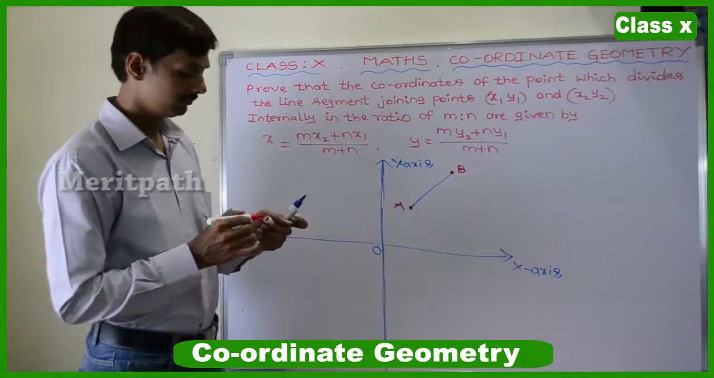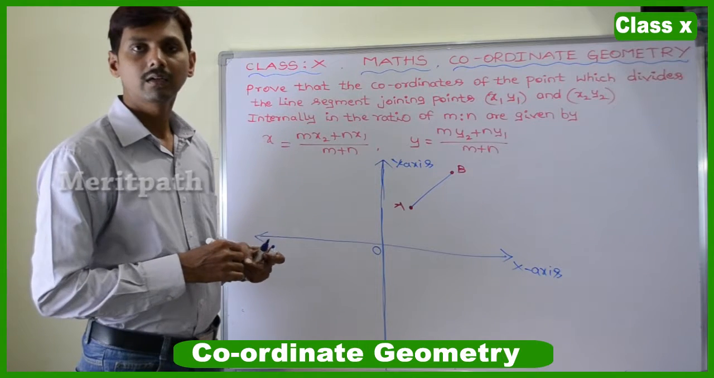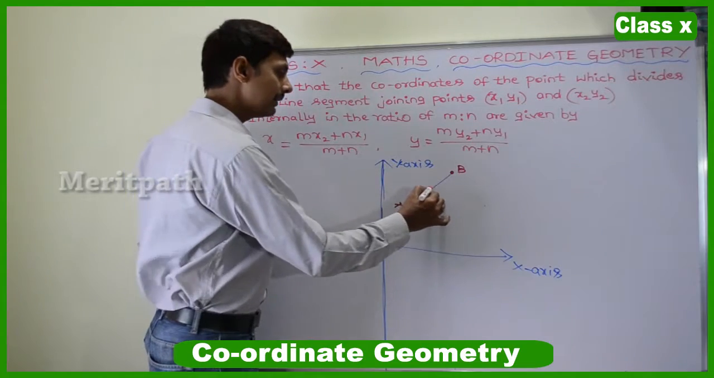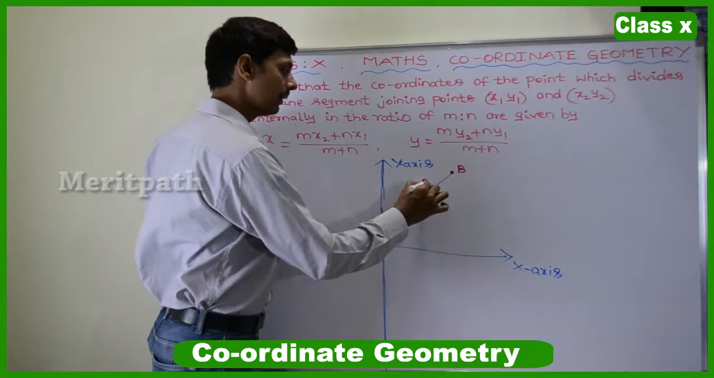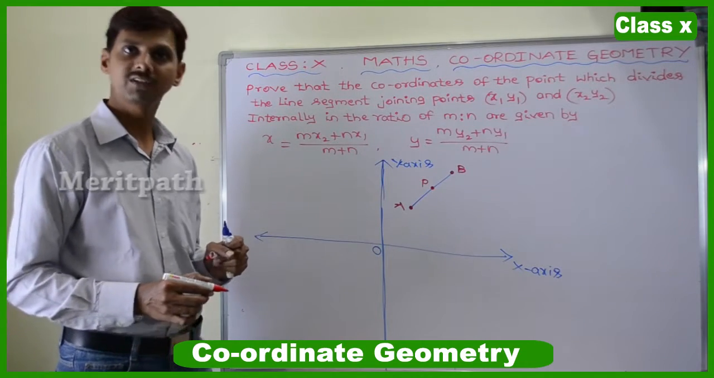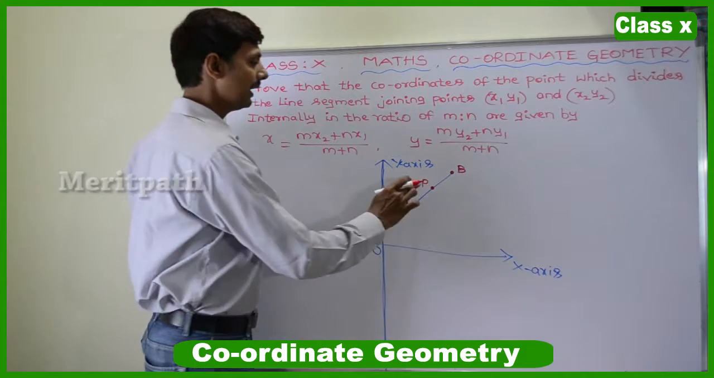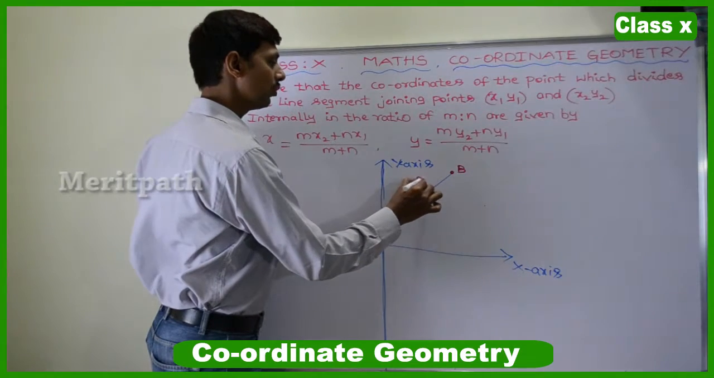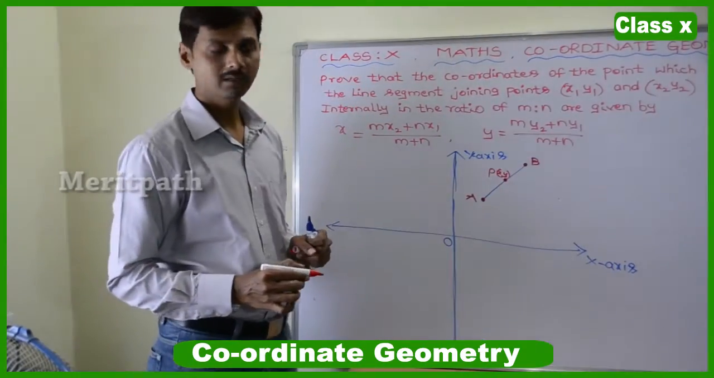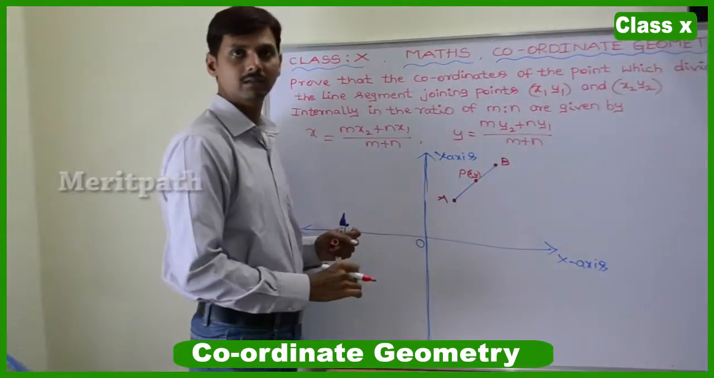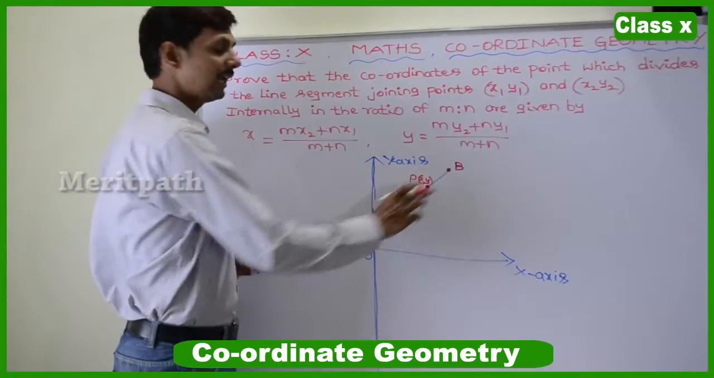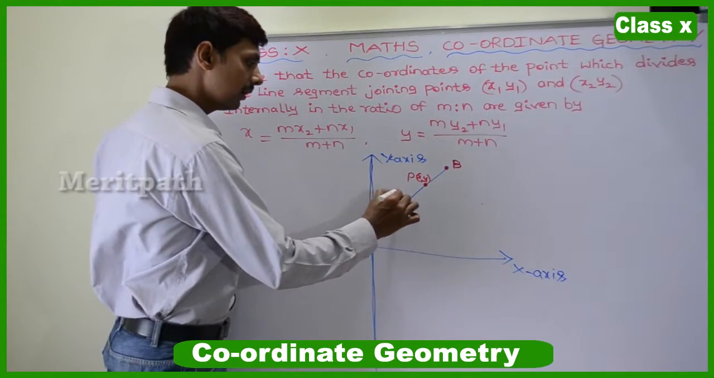The line segment is AB, and it is given that a point divides the line segment AB in the ratio of m is to n. So the point is taken as P. Let us take the point P as x comma y. P is the point and AB is the line segment. P divides AB in the ratio of m is to n.